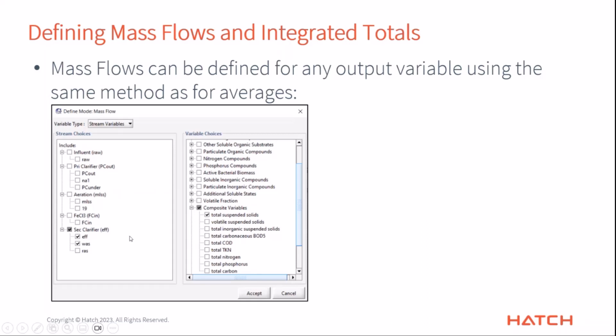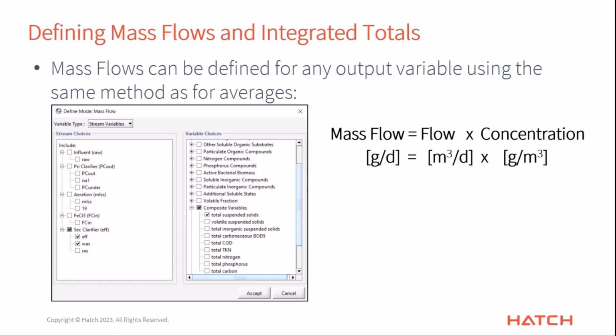So this particular example showing that for both the effluent and the wastage, we're going to do a mass flow of solids. And basically the mass flow is calculated as the flow times the concentration of whatever it is you were doing here. Right, so that's going to come out in mass per time. So grams per day, because of course we're multiplying meters cubed per day times grams per meters cubed. This is the same as milligrams per liter, and it gives you grams per day.